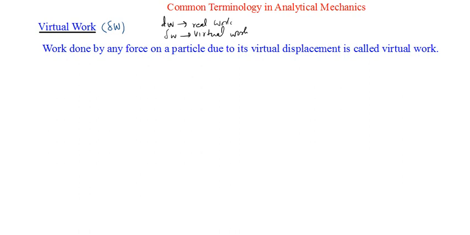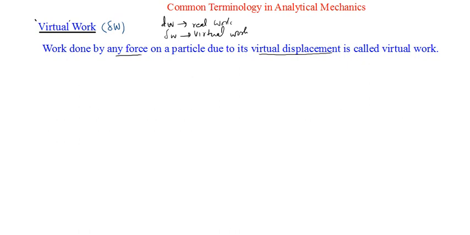Work done by any force on a particle due to its virtual displacement. Or we can say work done by any force on a particle which produces a virtual displacement. I'm not satisfied with the word "produces", because we have already accepted that the virtual displacement is not actually caused by any applied forces. So better we satisfy ourselves with another definition, because anyway it won't suffice as the definition of a real work. That is why we are feeling a difficulty.